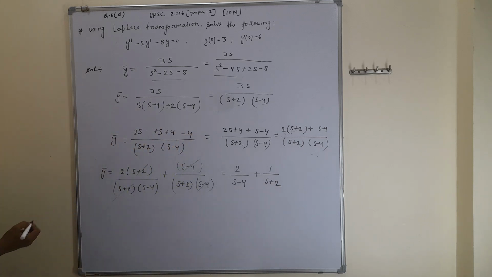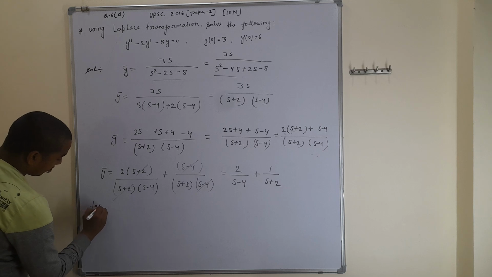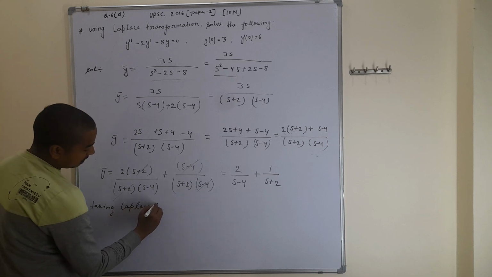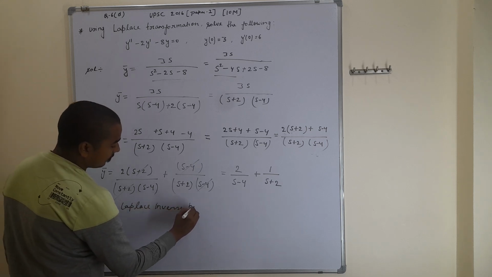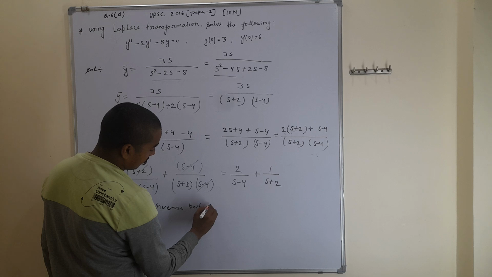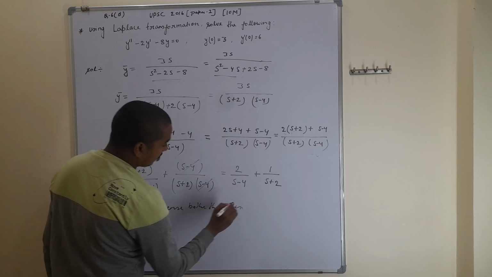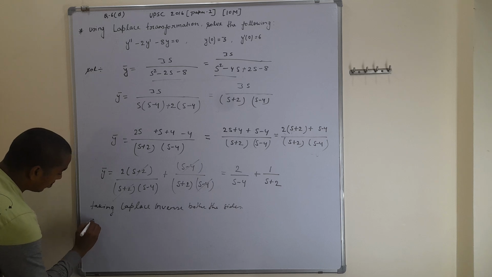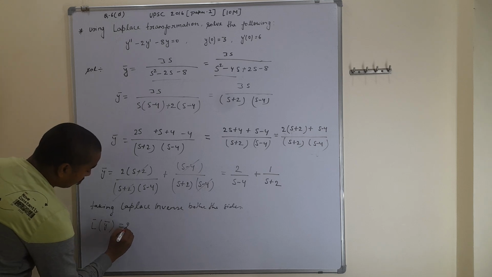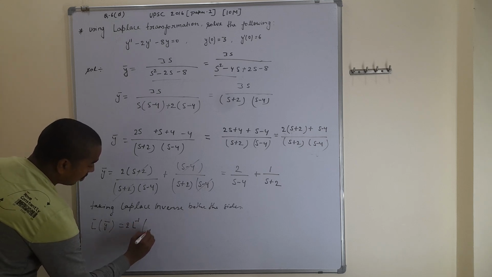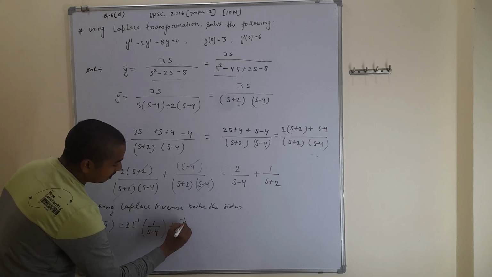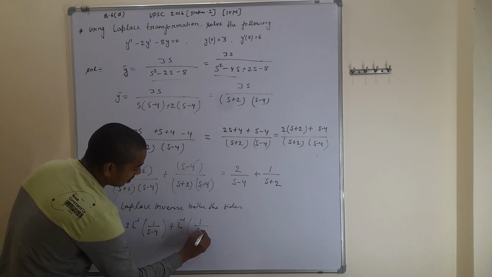Then taking Laplace inverse on both the sides, that is Laplace inverse of y bar is equal to 2 Laplace inverse of 1 upon s minus 4 plus Laplace inverse of 1 upon s plus 2.